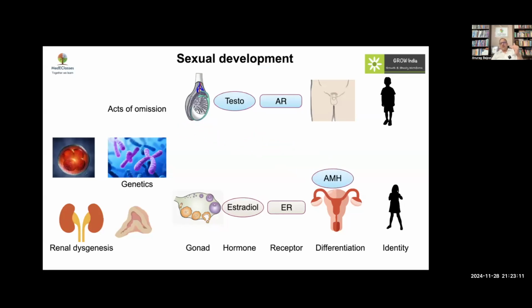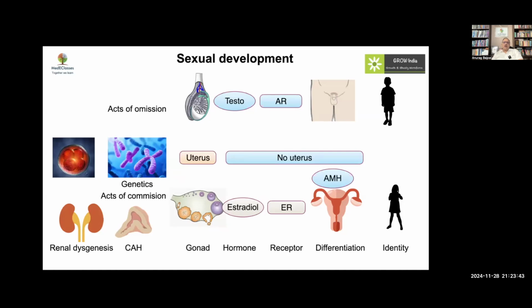Now, AMH is going to cause the regression of Mullerian structure. If AMH is also lost, you will have persistent Mullerian structure, so the uterus will be present. However, if there is a problem in testosterone production, what we need to understand is that adrenal problems can be common, so CAH becomes important. Along with that, AMH will be produced, so there will be no uterus. With a testosterone problem, an activation problem, or an androgen receptor problem, there will be no Mullerian structure.